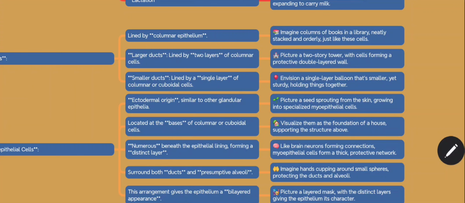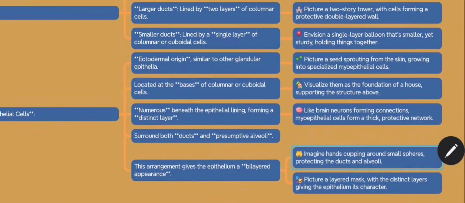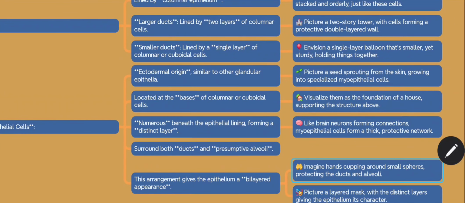Those three points are for the ducts. The ducts are lined by columnar epithelium, larger ducts by two layers of columnar cells, smaller ducts by a single layer of columnar or cuboidal cells. Then the myoepithelial cells. They are of ectodermal origin, similar to other glandular epithelia. So how to remember this? Picture a seed sprouting from the skin, growing into specialized myoepithelial cells. That's ectodermal origin. And those myoepithelial cells are located at the bases of the columnar or cuboidal cells.